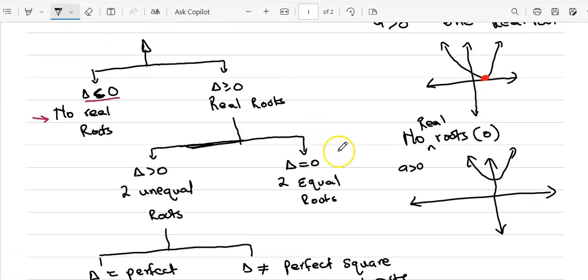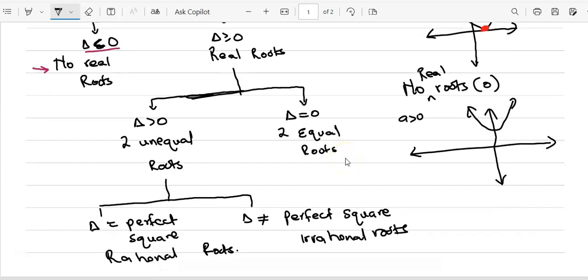Let's call it a map. So we said that if the discriminant is equal to 0, what is the nature of the roots? It will have 2 equal roots. So that is the nature of the root.